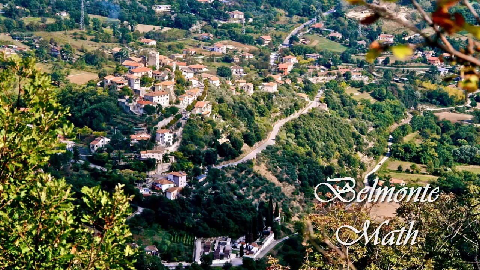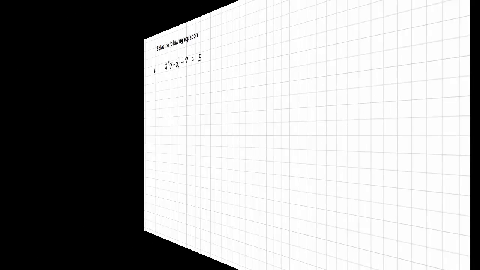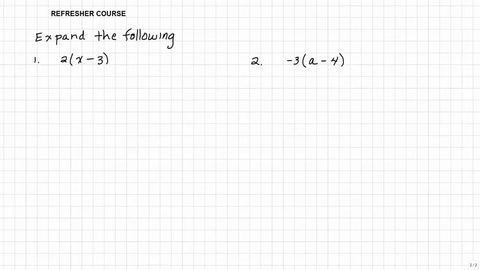In this lesson, I want to demonstrate to you how to solve some simple linear equations that have terms with brackets on one or both sides of the equal sign, like the one you see on your screen now. But before we do this, I want to do a little refresher course on expanding a monomial times a binomial.